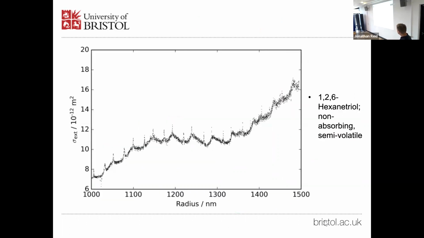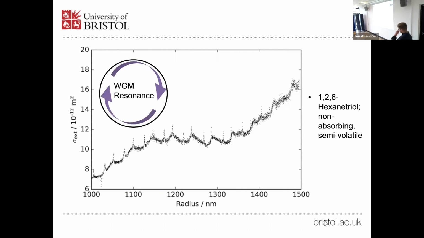And so we can plot something that looks like this. So this is for a pure component particle of hexane triol. It's commonly used to benchmark these systems. It's non-absorbing and it's semi-volatile, so that's what gives us this radius change. And you can see it's a pure component system, so obviously the complex refractive index is constant over the size range. So anything that's changing here is the radius. You get these nice size-dependent, really sharp resonances here, which are a key feature for this talk.